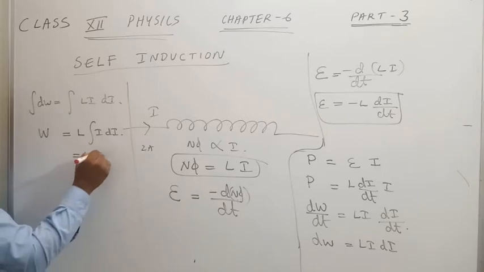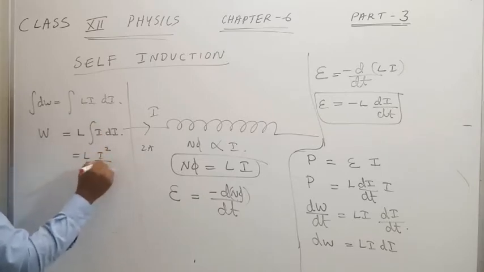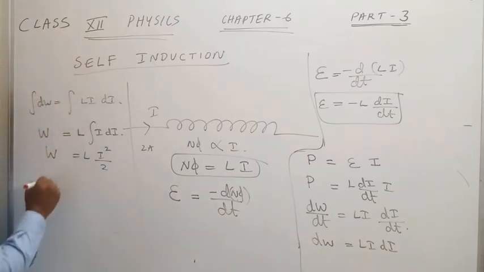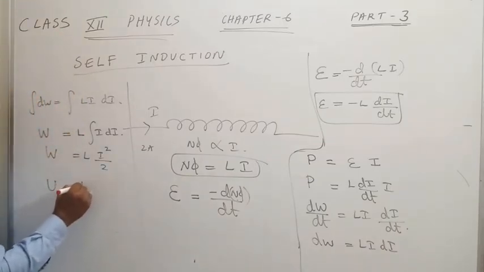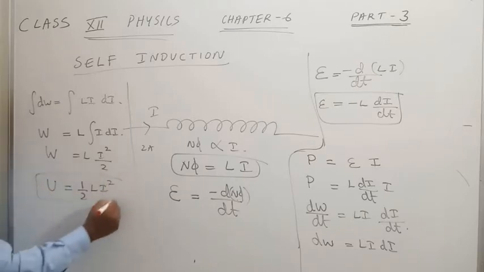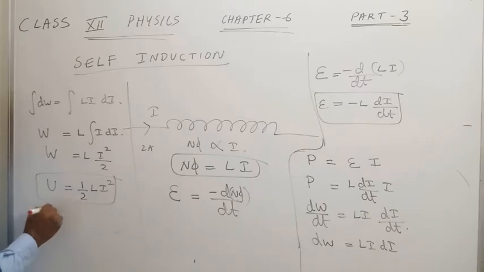So I di का integration होगा, I की power 1 है तो I square upon 2, x raised to n का integration होता है x raised to n plus 1 upon n plus 1. So that is the work done, and this work done gets stored as a potential energy, half Li square, which is similar to the concept of kinetic energy, half mv square.